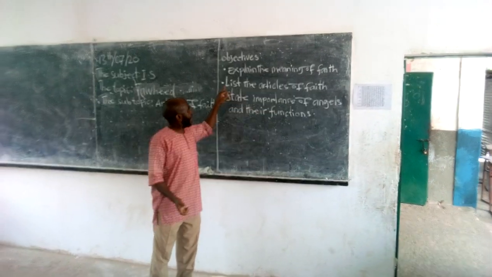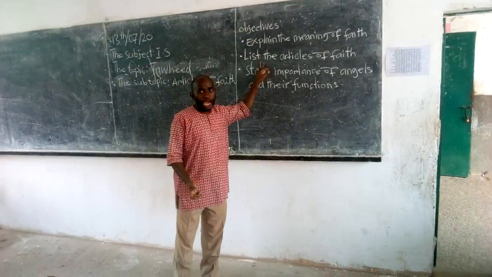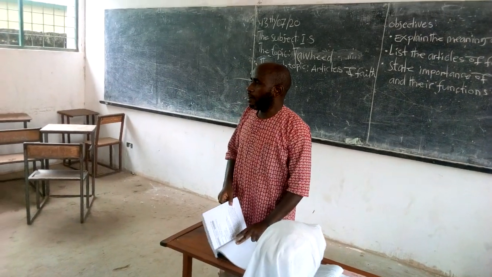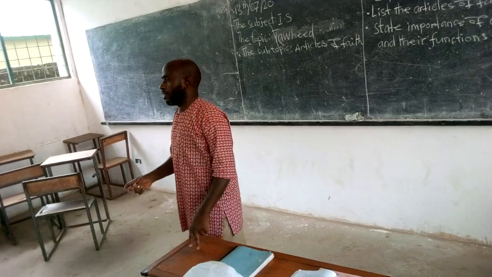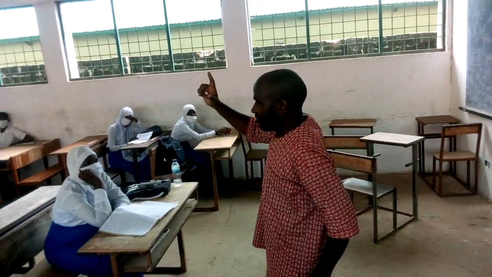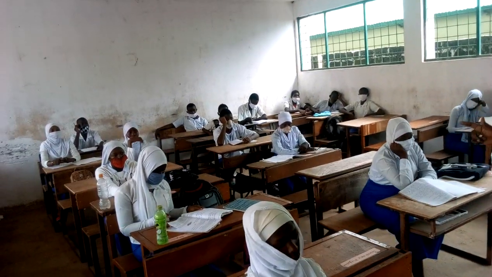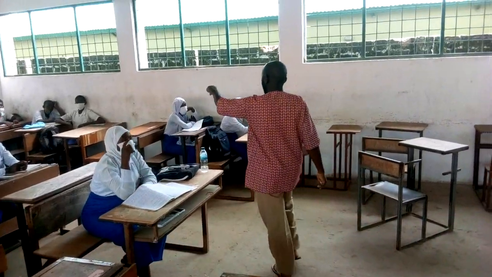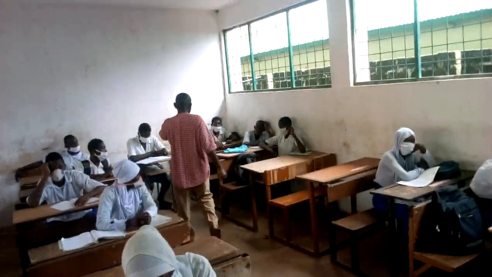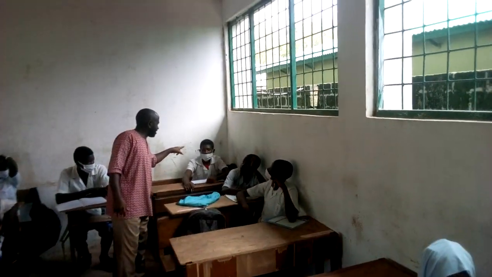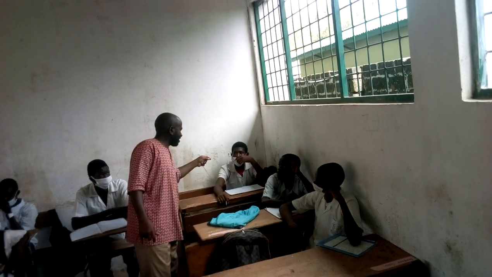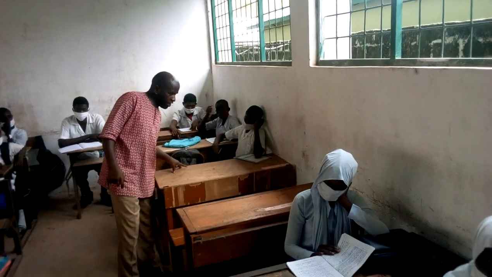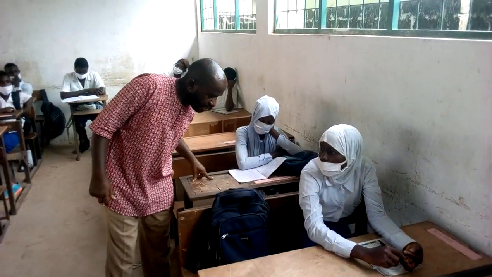Alright. Now, point number three, the articles of faith. Articles of faith are six. Number one, believe in Allah. Believe in the angels. Believe in the books of Allah. Believe in the messengers. Believe in the Day of Judgment. Believe in the destiny, Al-Qadr.